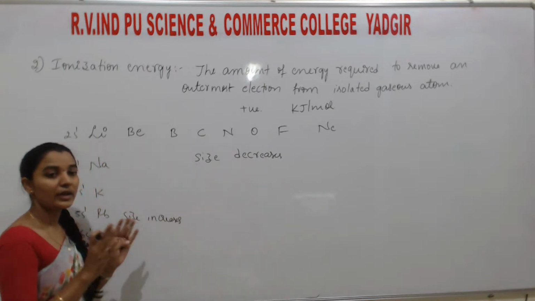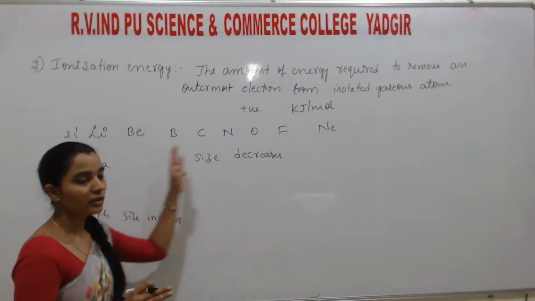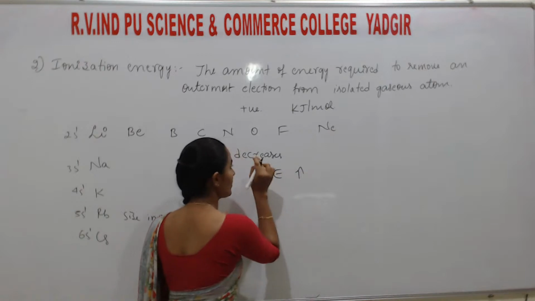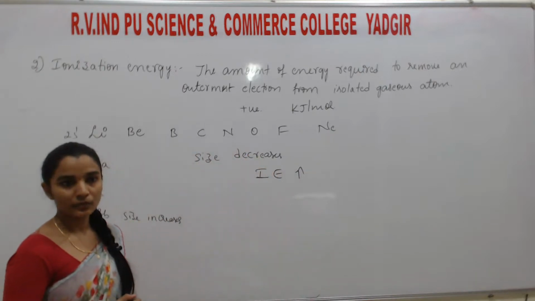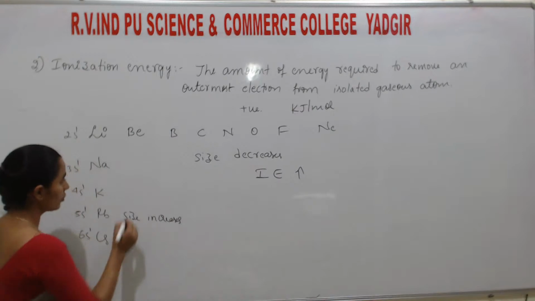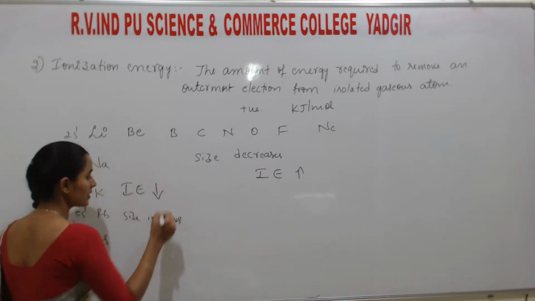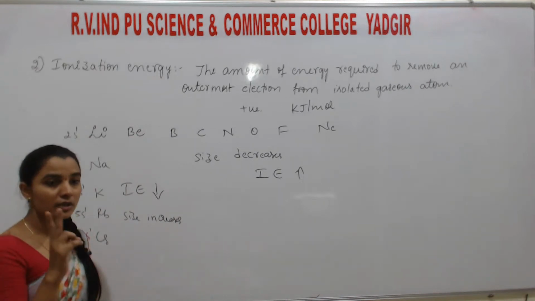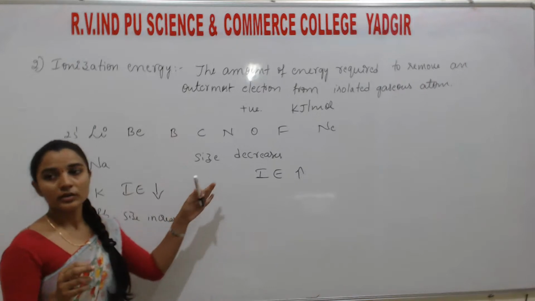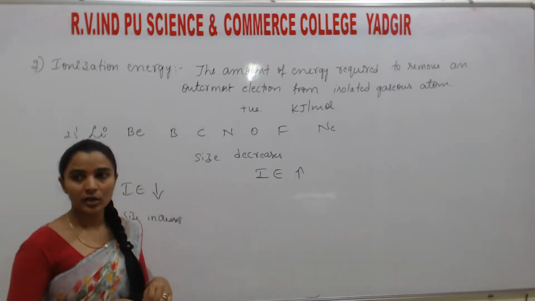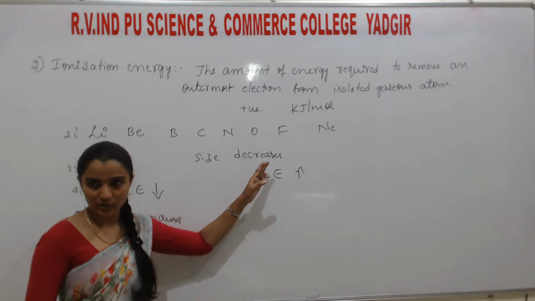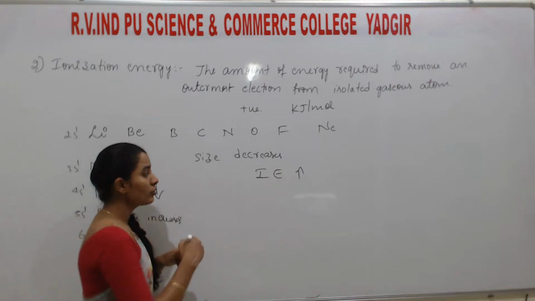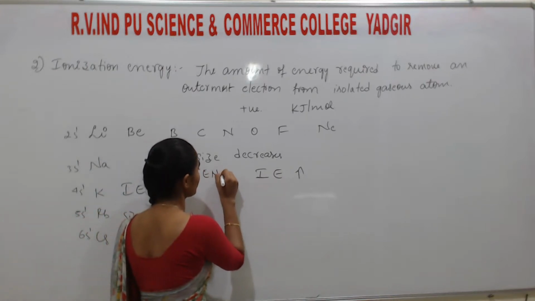So for ionization energy, as I told you, if the size is less, energy is more. If size is more, energy is less. So along the period, ionization energy increases because size decreases. And along the group, ionization energy decreases because size increases. Understand? You can give two reasons why along the period ionization energy increases. One is because size decreases; they are inversely proportional. Another, along the period, effective nuclear charge also increases.